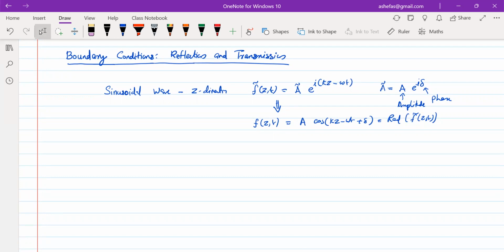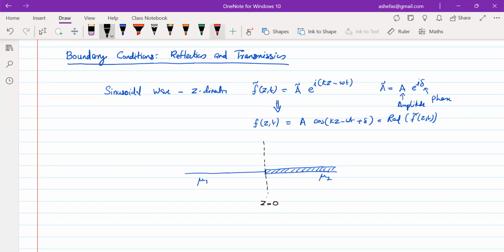So the situation is this: suppose you have a very long string which has some boundary. So you have a combination of two strings. One is a lighter string, which has some linear mass density mu1, and another one is a thicker string with some linear mass density mu2. And we have some boundary here, and I am going to denote the boundary by z is equal to 0.